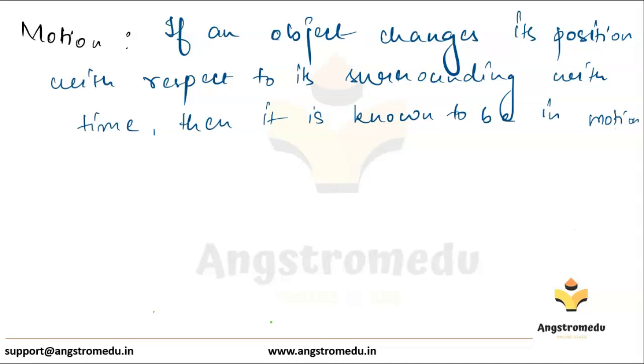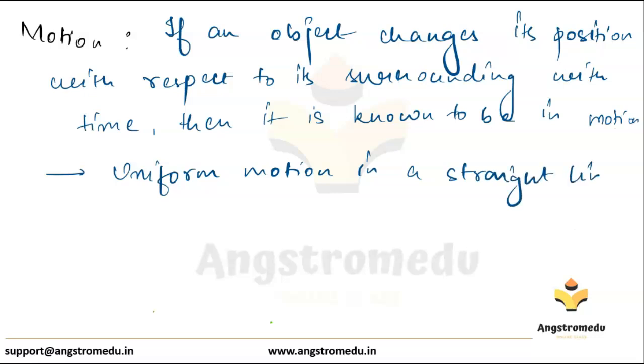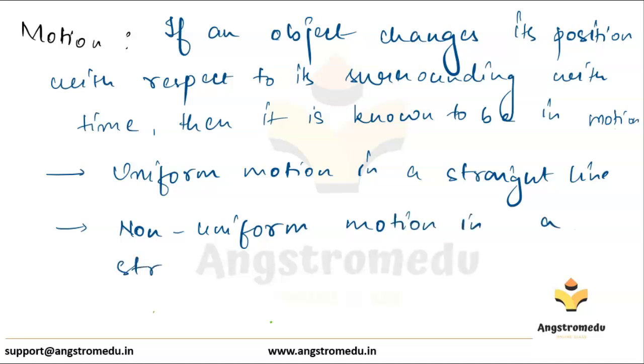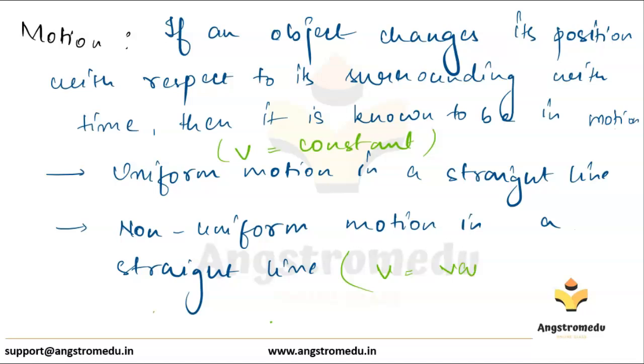So, there are various types of motion. We have uniform motion in a straight line, or we can have non-uniform motion in a straight line. Uniform motion is when the velocity is constant, and non-uniform motion is when velocity is variable.